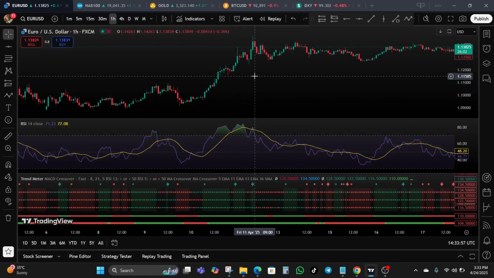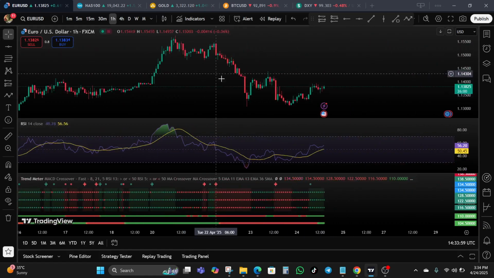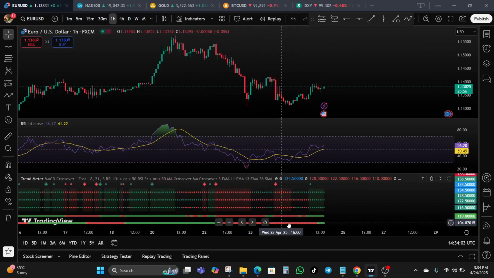On the other hand, when the trend is bearish, you're going to notice the domination of the red. And then when you start noticing the appearance of green, the green dots and all of that, it shows that there is a pullback.